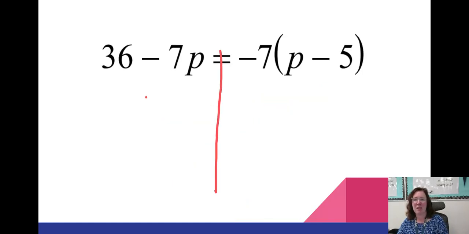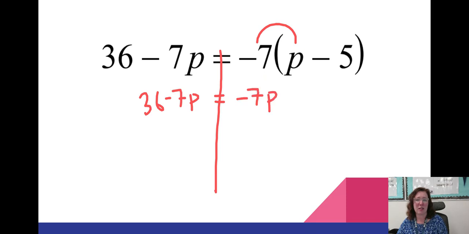Okay, nothing to simplify on this first side. And on the second side, negative 7 times p is a negative 7p. Negative 7 times a negative 5, negative times a negative is a positive. 7 times 5 is 35. There's a p on both sides. We don't like that. I'll choose to get rid of this one.